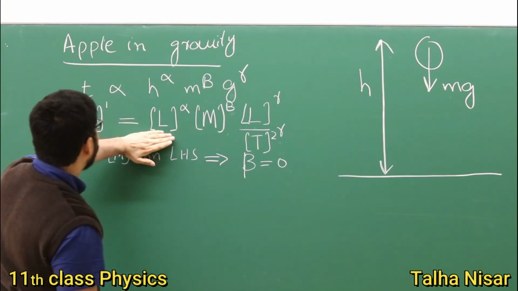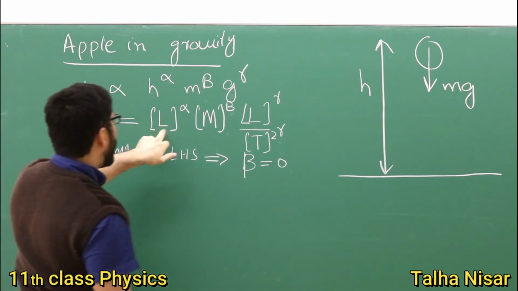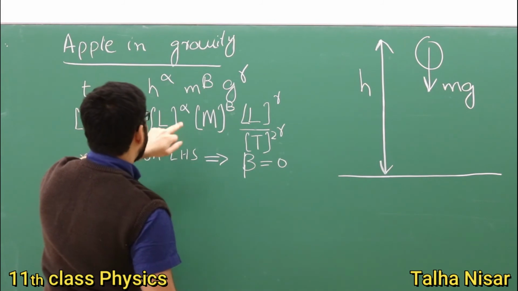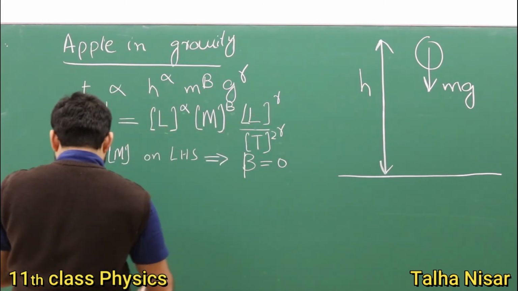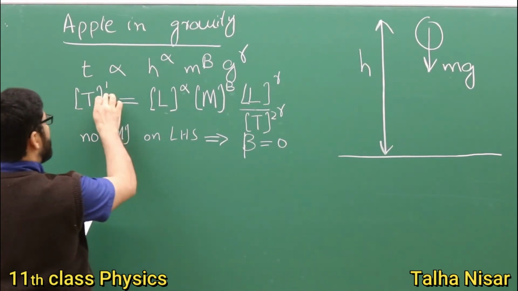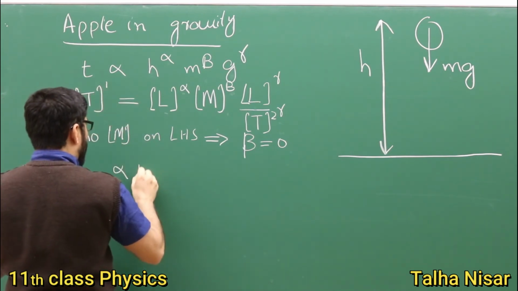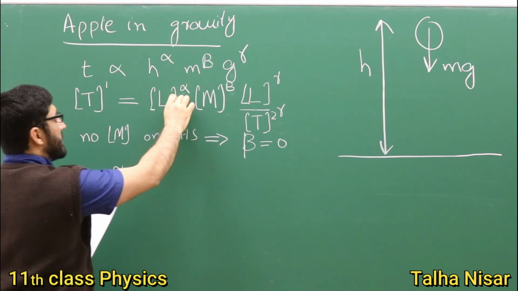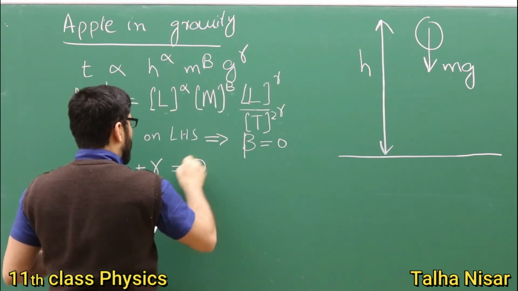Similarly, we have no L on the left side, but we have two L's here, which means that one has the power alpha and one has the power gamma. So since we do not have L on the left side, the alpha must be 0. We take it from this L, and when we have this L, so this must also be 0.